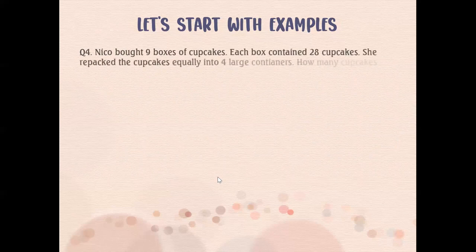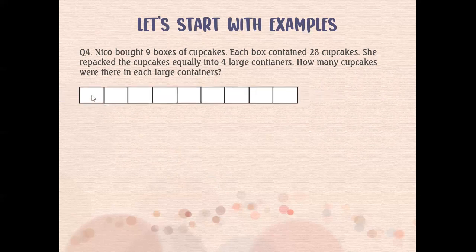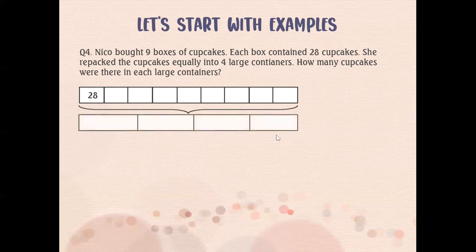Nicole bought 9 boxes of cupcakes. Each box contained 28 cupcakes. She repacked the cupcakes equally into 4 large containers. How many cupcakes were there in each large container? So here we will draw 9 boxes to indicate the cupcakes that she bought, and each box is 28 cupcakes. She repacked everything into 4 large boxes, so we will draw 4 large boxes.